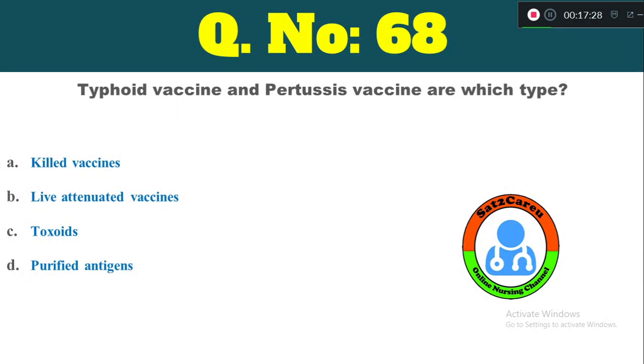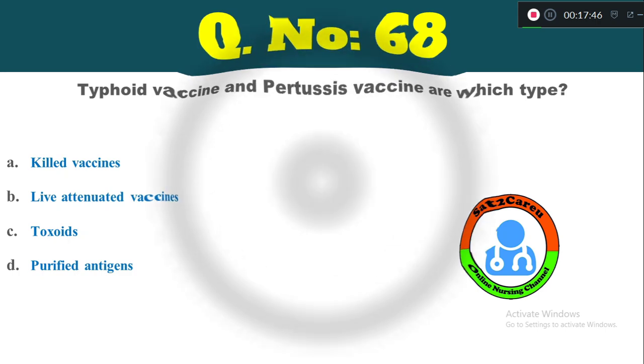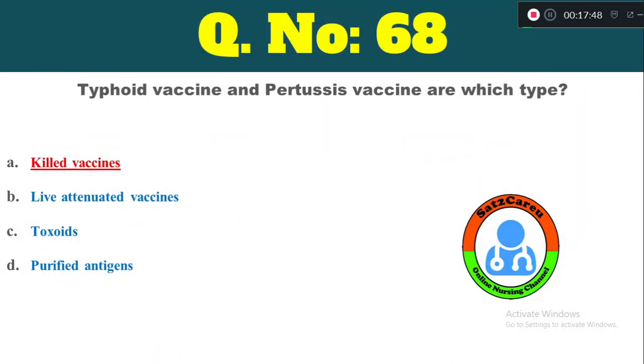Question number 68. Typhoid vaccine and pertussis vaccine are the example of which type? Option A, killed vaccines. B, live attenuated vaccines. C, toxoids. Option D, purified antigens. The right answer, they are killed vaccines.